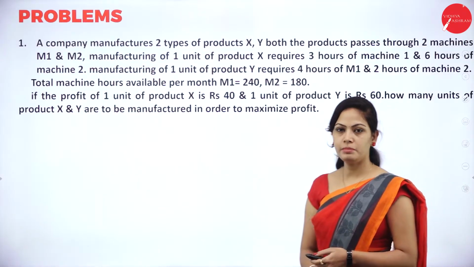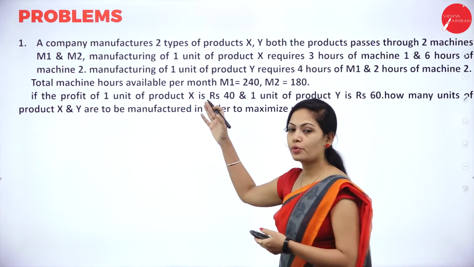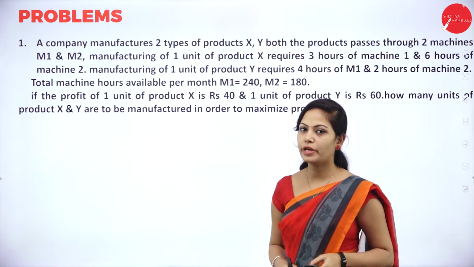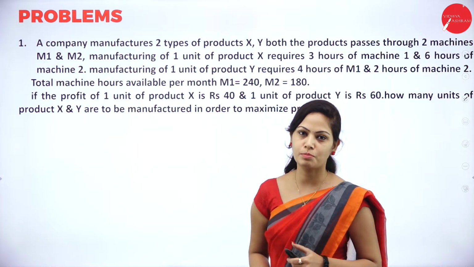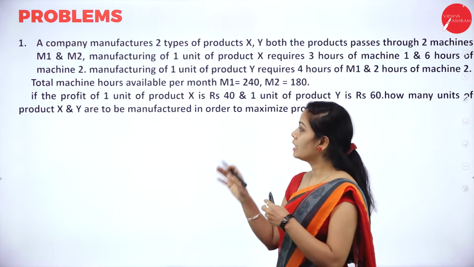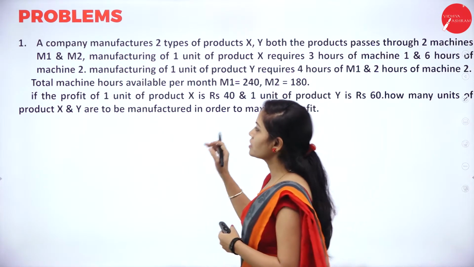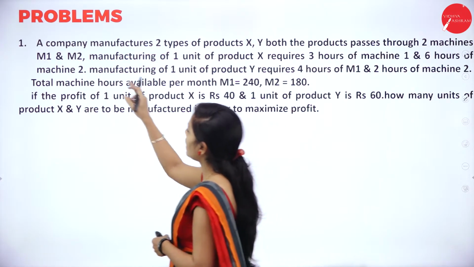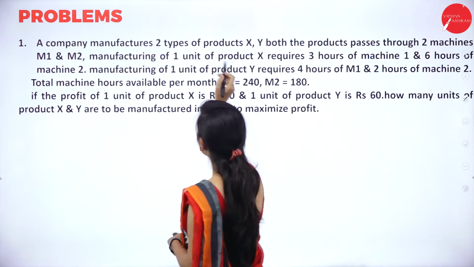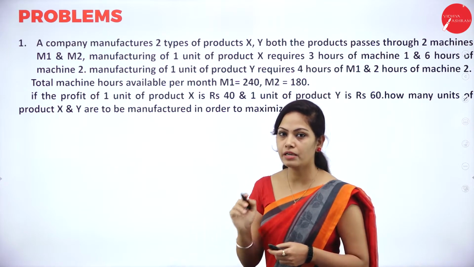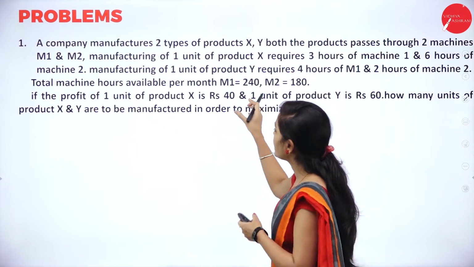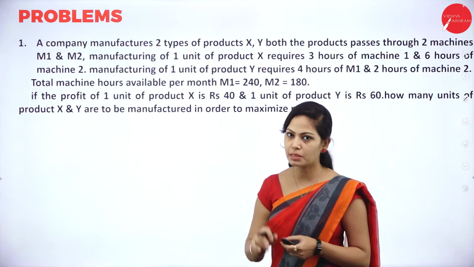So first problem, this is your question. Your question is very big, but the answer is very small. It's a very easy concept. Understand the concept properly and you can easily score in LPP. So this is your first question. A company manufactures two types of products, X and Y. This is your real-time situation for some data.